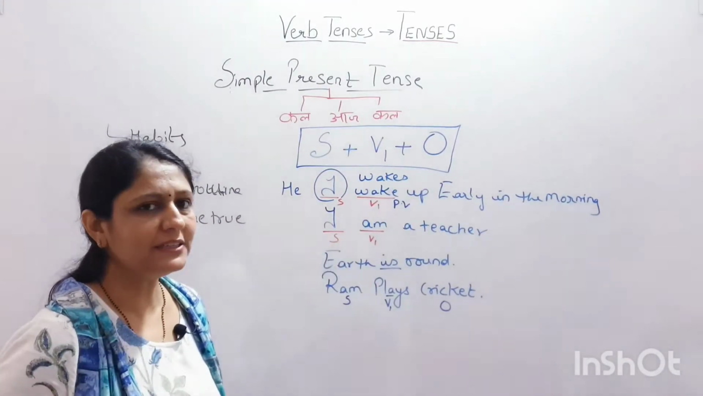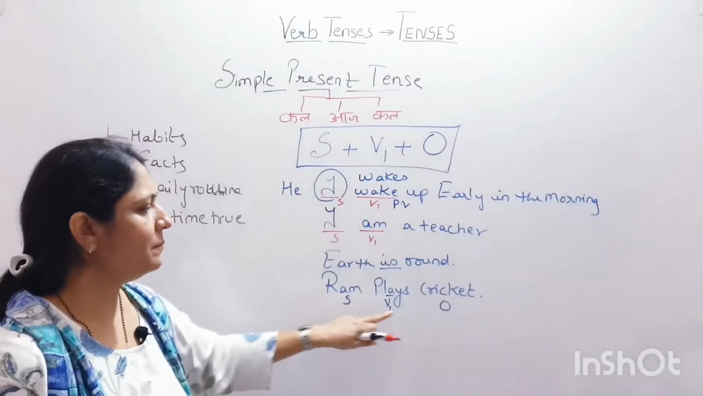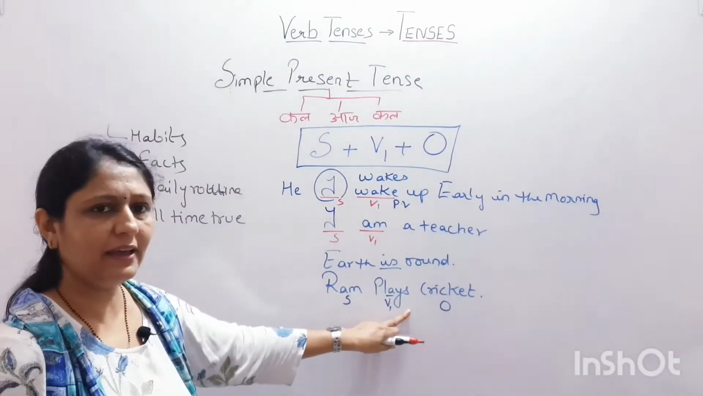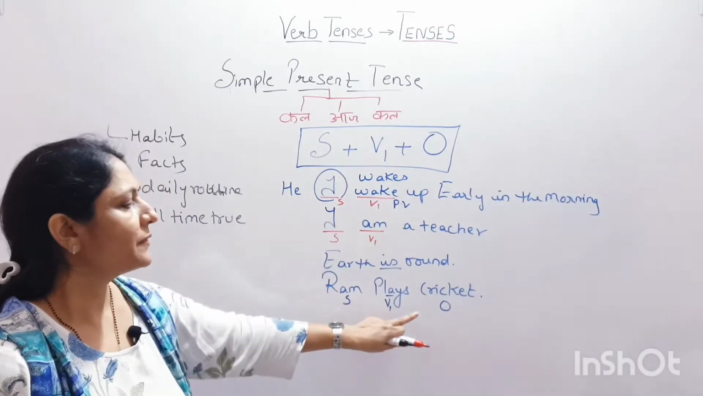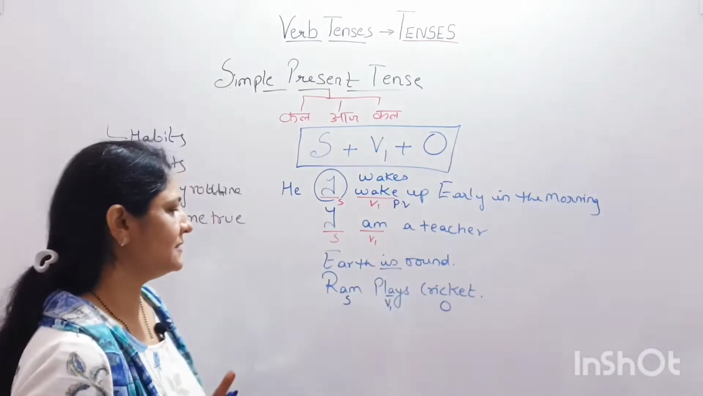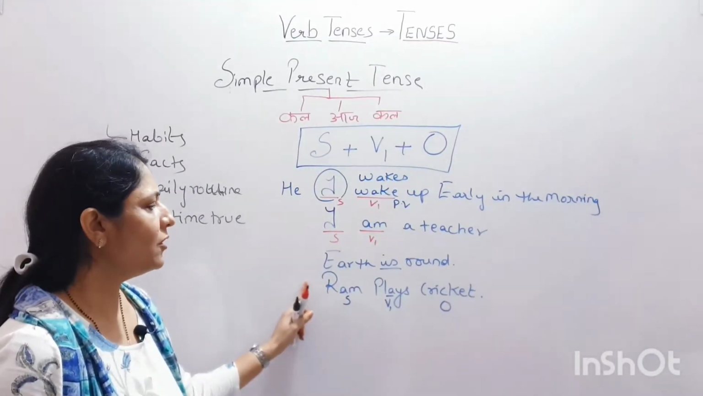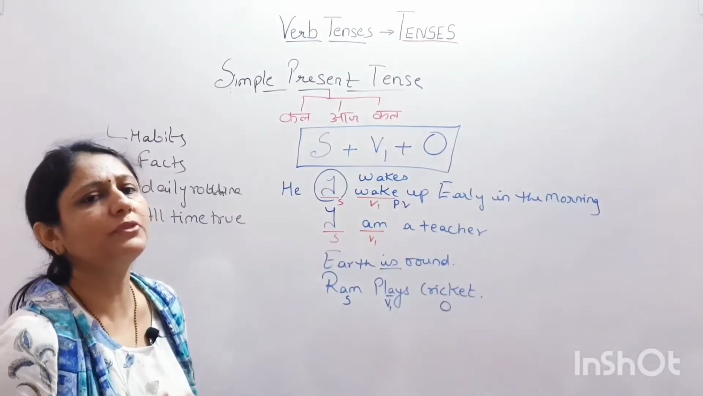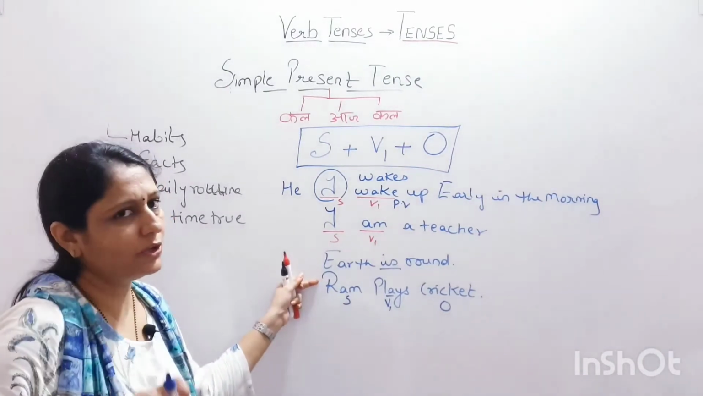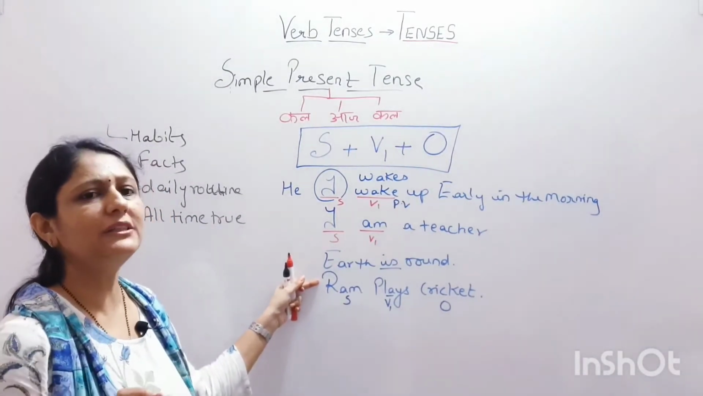That was explained in detail in my last video. Same goes here. Ram plays cricket. So Ram is a singular subject, sorry, and plays is a singular verb. These kinds of sentences are also called affirmative sentences because they tell you something about someone. They are normal statements. Along with this, I am also going to tell you that there are three kinds of sentences in all the tenses.